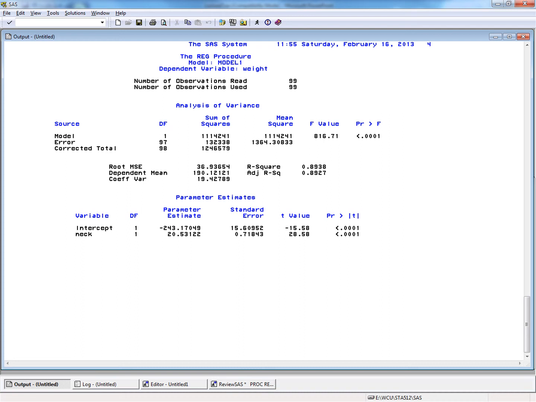Again, I encourage you to do this rather than take my word for it. We learn by doing much more than by just listening. Plug those numbers into a calculator. Do that 11114241 plus 132338 and see that it in fact does equal 1246579, whatever that is. Those two pieces, SSR plus SSE, do in fact equal SSY.